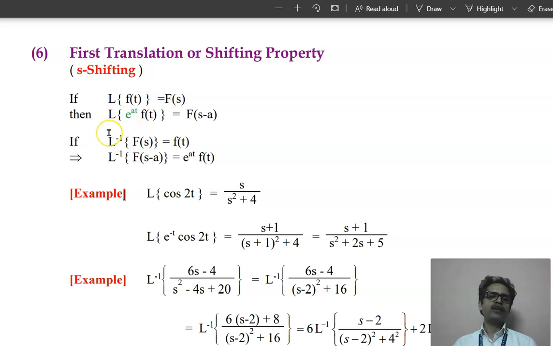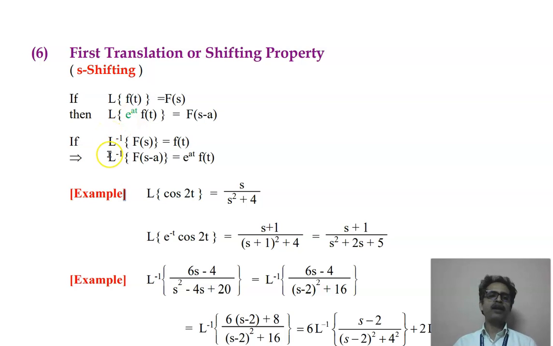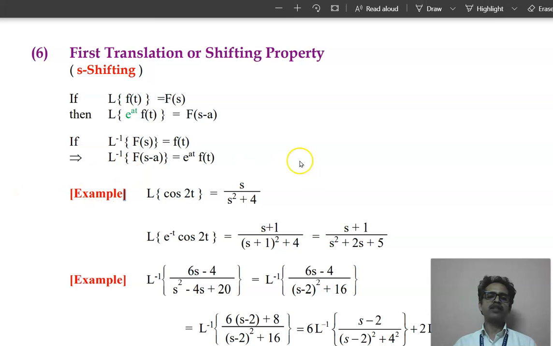And if you change the position of the operator L, you can have the property for inverse Laplace transform. This is a property for Laplace transform, and this is a property for inverse Laplace transform. According to this, if L inverse, meaning inverse Laplace transform of capital F of s, is small f of t, then L inverse of the function F of s minus a is e raised to at into function small f of t. Let's take an example.